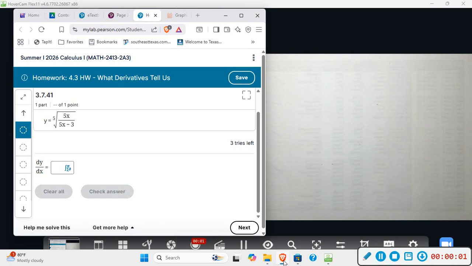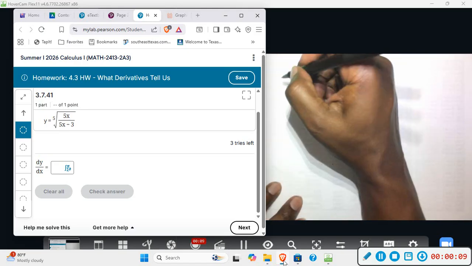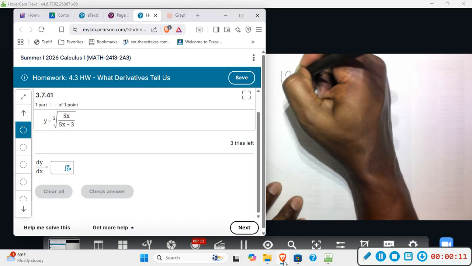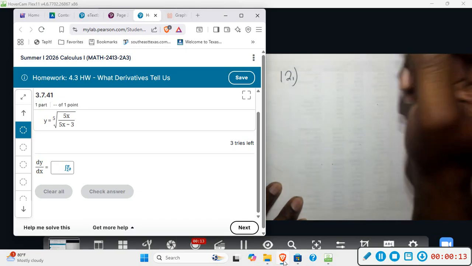All right, number 12. We have a review. We just want to find the derivative of this function. Looks like we're going to use the chain rule and the quotient rule.